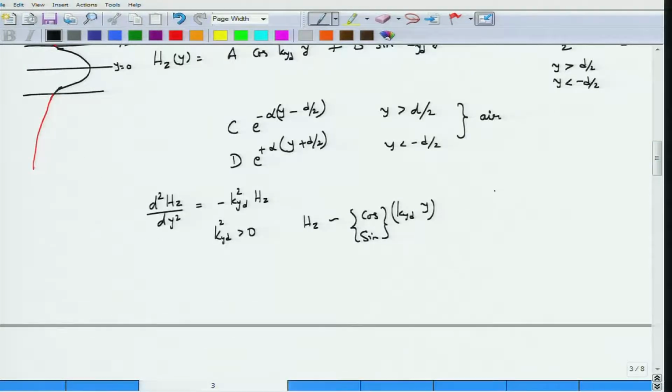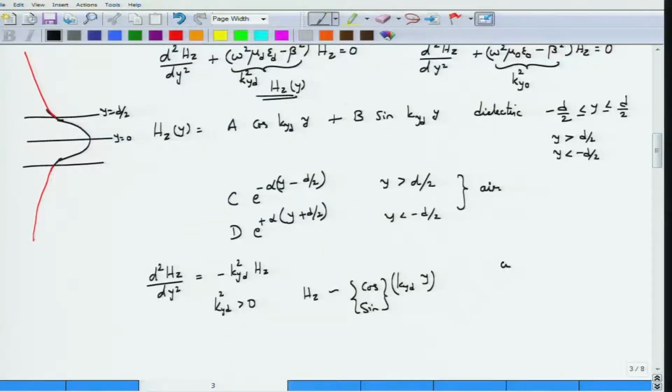So this would be the solution for Hz as long as ky d square is greater than 0. But what is ky d? Ky d square is nothing but omega square mu 0 epsilon 0 mu r d epsilon r d, right, minus beta square. This is my ky d square, the propagation constant inside the dielectric region. But I can write down this omega square mu 0 epsilon 0 as some k0 square, okay, inside air. This is the same thing that would be there in the air as well.